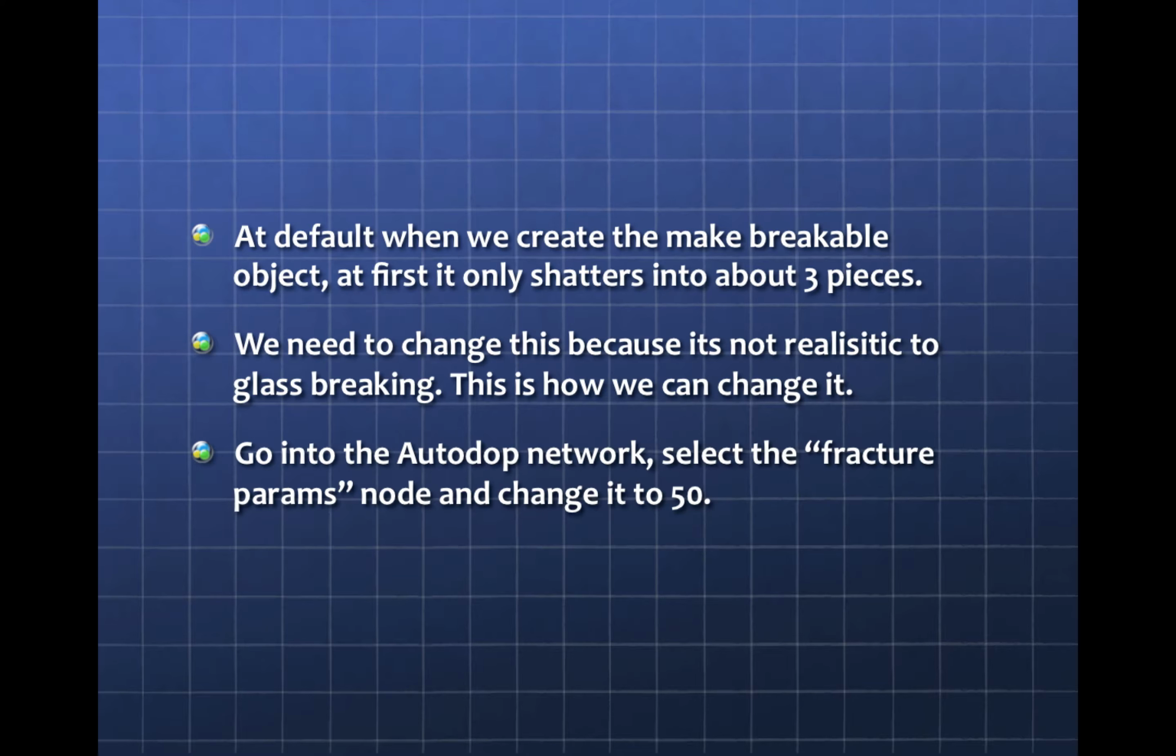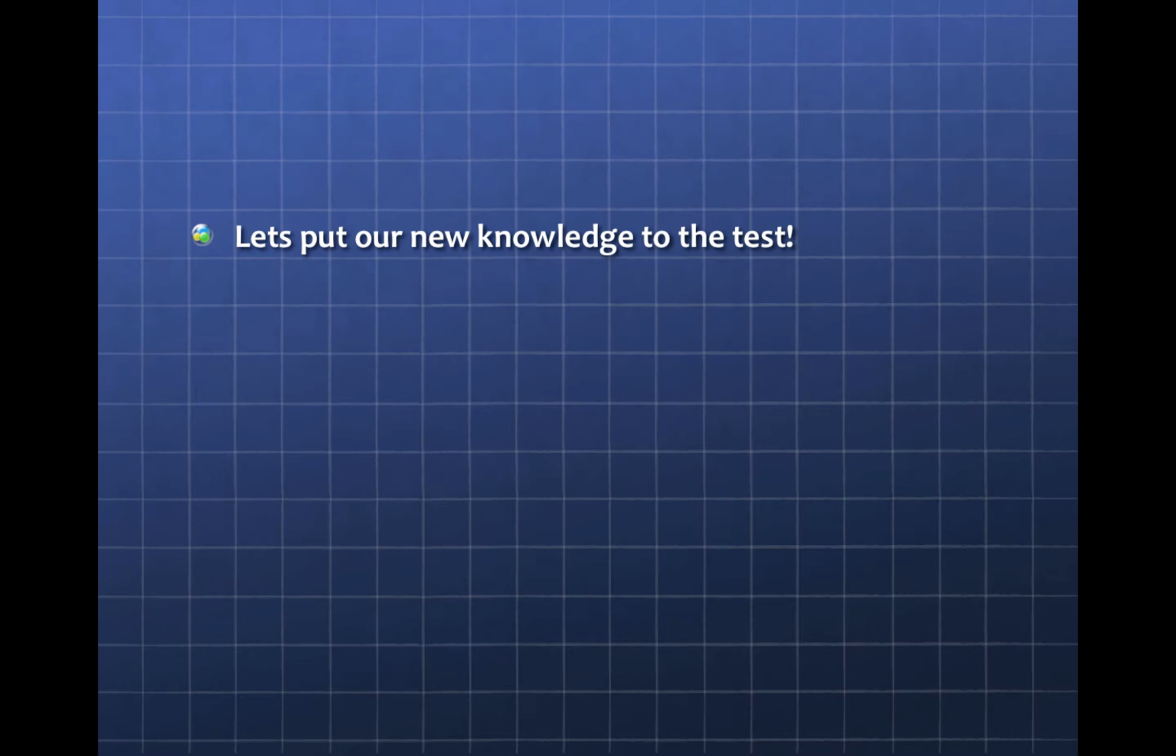So at default, once we click the Make Breakable button in Houdini, the object's only going to shatter into about 3 or 4 pieces, and based on the reference footage that we just looked at, we need to get it breaking into a lot more smaller pieces than that. So the way that we can do that is by going to the Autodop network, and we're going to select the fracture params node, and then we're going to change that to 50. At default, it's at 1, so I brought it up pretty high, but I think it's the best setting that I found to make it look like a wine glass shattering.